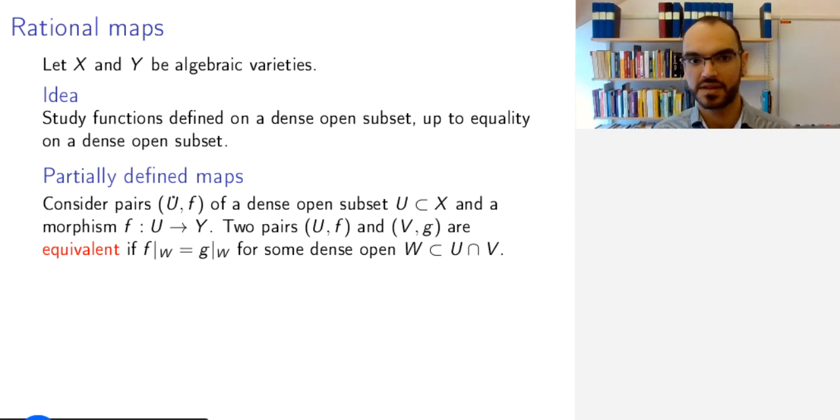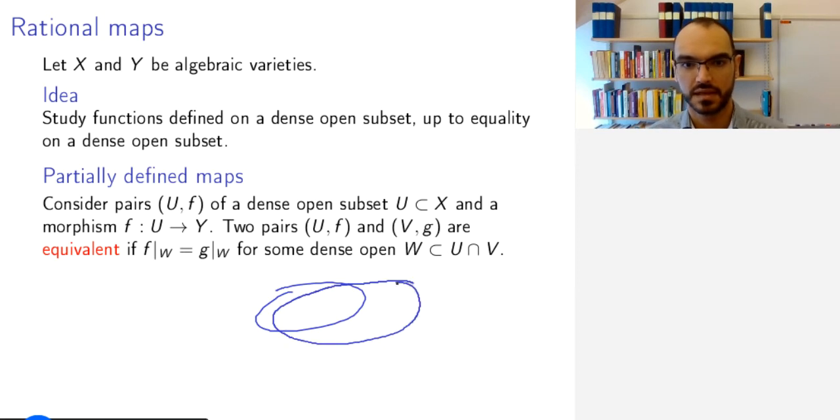What does equality on a dense open subset mean? It means that we view two such pairs as equivalent if the functions f and g in the pairs agree on some dense open subset in the intersection of U and V. So we have here U and here V. And if the functions agree on a dense open subset, then we view them as equivalent. So we identify more or less functions that behave in this way.